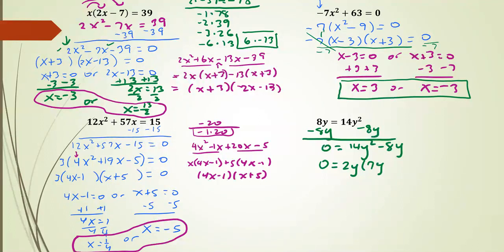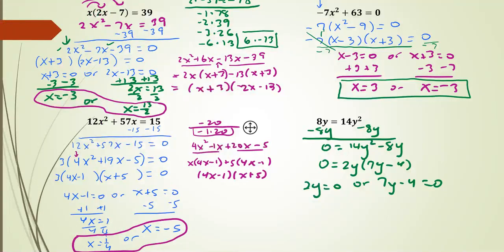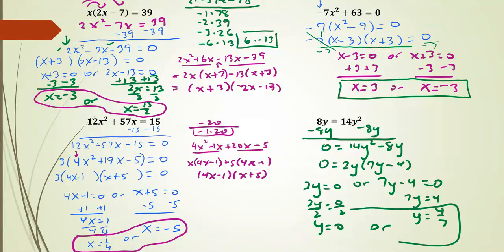2y, and this is going to give me 7y minus 4. So I'll say 2y equals 0 or 7y minus 4 equals 0. So, if I divide by 2, y is 0. Here I'm going to add 4, which gives me 7y equals 4 and y equals 4/7. And those would be the final solutions to that equation.